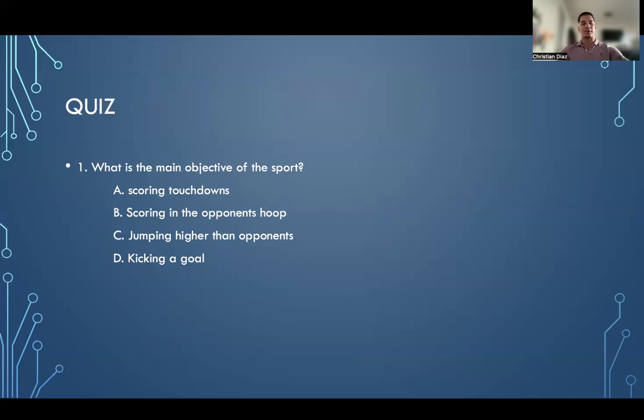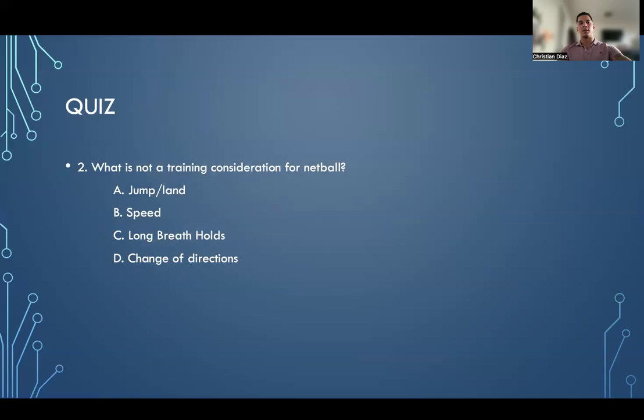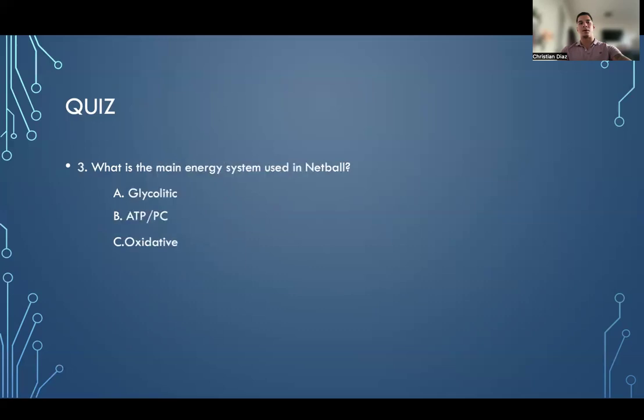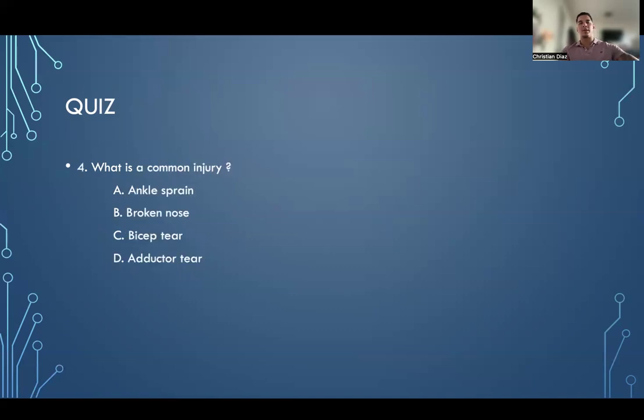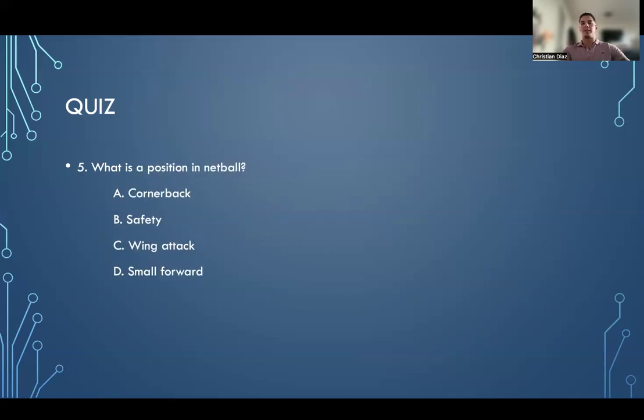What is the main objective of the sport? What is not a training consideration for netball? What is the main energy system used in netball? What is a common injury? What is a position in netball? How many parts is a netball court broken into? What is the average distance covered in a game? Which energy system is used by all players?